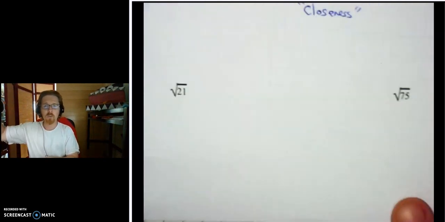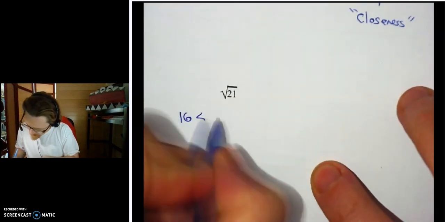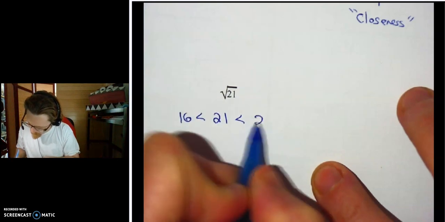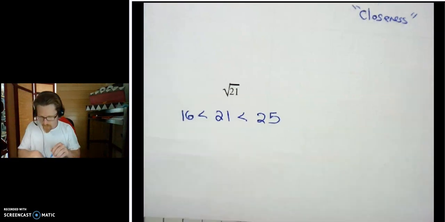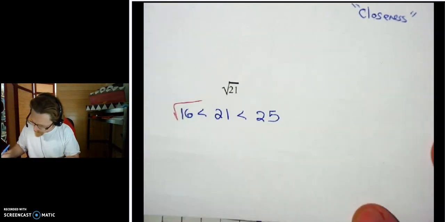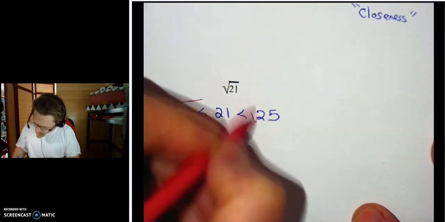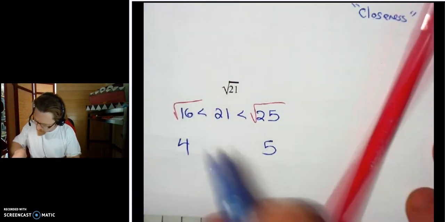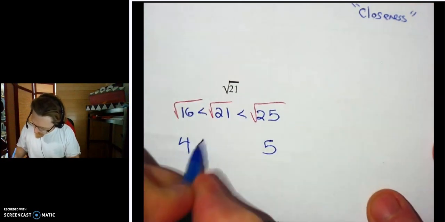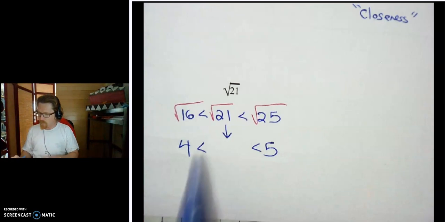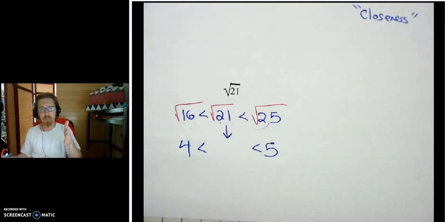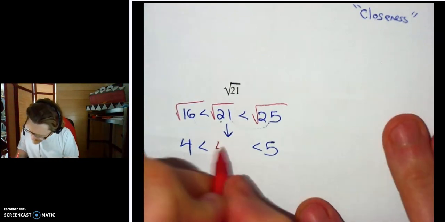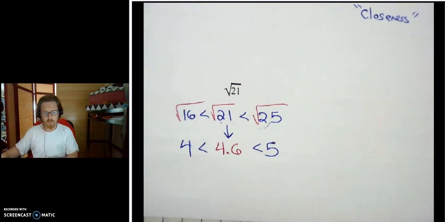The square root of 21. Well, looking at my perfect squares, I see that 21 is in between 16 and 25. The square root of 16 is 4, and the square root of 25 is 5. And so the square root of 21 must be somewhere between that. I see that 21 is 5 away from 16 and 4 away from 25. So it's kind of in the middle, but it's a little closer to 25. So I might estimate it as 4.6.